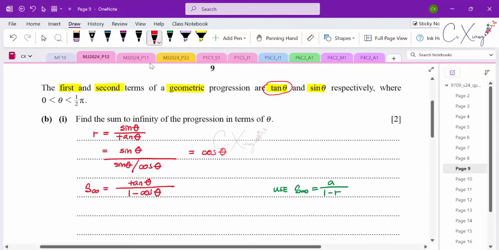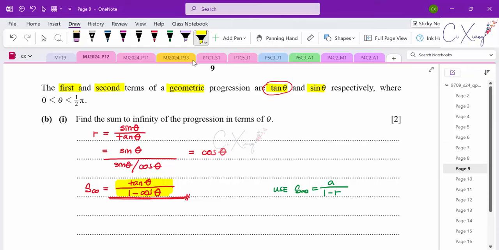Okay, so for this question, they didn't tell us until which stage we should simplify our answer. They just tell us that our final answer should be in terms of theta. So I think this answer is good enough, because my answer for the sum to infinity is in terms of theta. That's it. So this is how we solve B1. And now let's continue to B2.